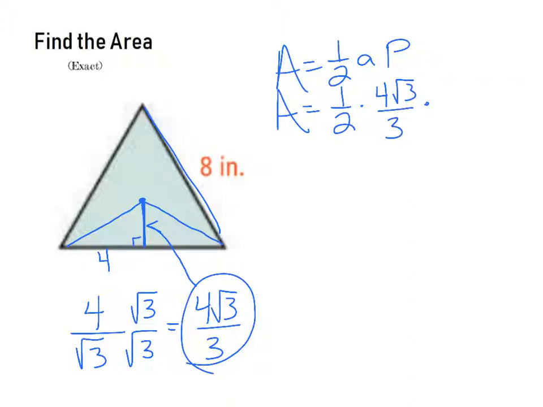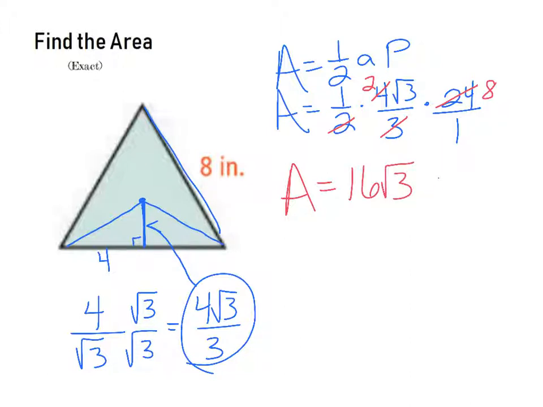And the perimeter, if each side is 8, 8 times 3 sides would be 24. Since I'm leaving it exact, I'm going to put it over 1 because I got some fractions to reduce. 3 and 24 can reduce. 2 and 4 can reduce. All right, so at that point, everything's out of the denominator, and I have everything left in my numerator. It's a 2 times an 8. That's 16 root 3 inches squared, and that's how you would enter it in Math Excel, just 16 root 3.